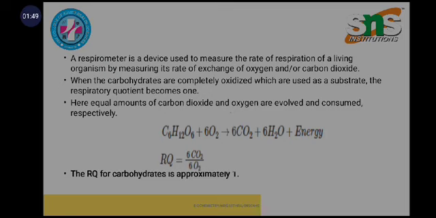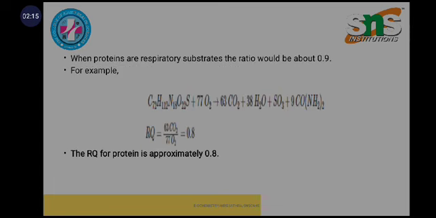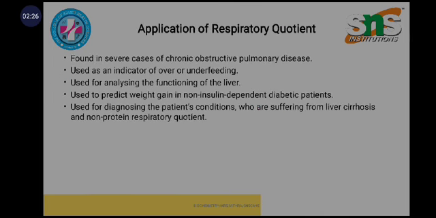When carbohydrates are completely oxidized and used as substrate, the respiratory quotient becomes 1. For fats involved in cellular respiration, the respiratory quotient is lower than 1, that is 0.7. When proteins are the respiratory substrates, the RQ is approximately 0.8.